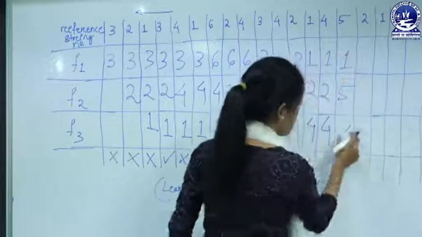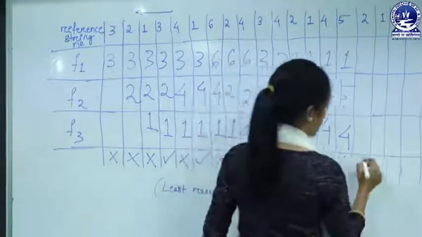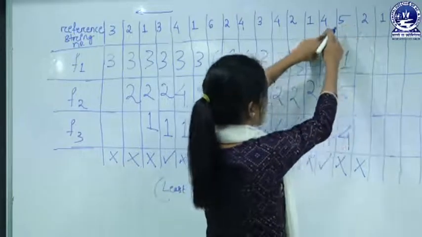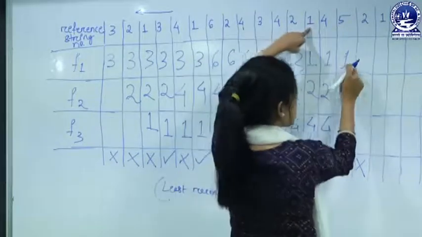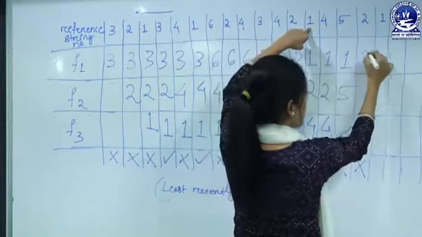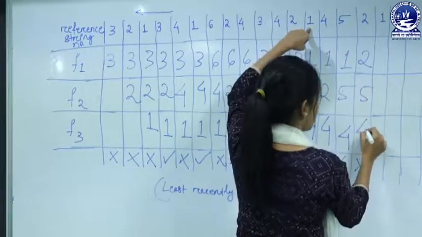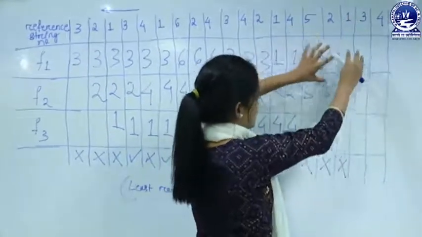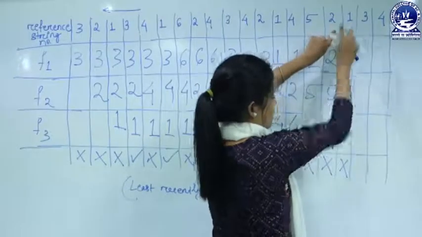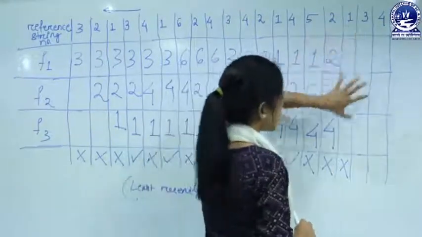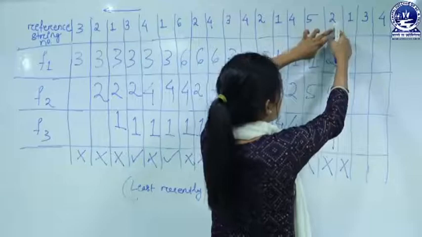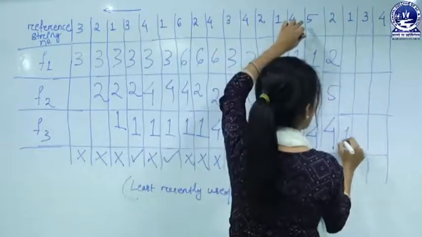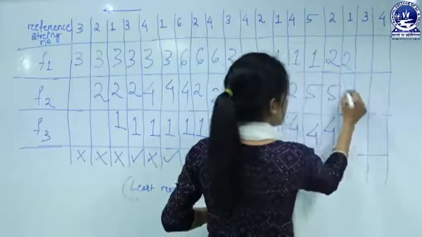Next 2 is not there in the main memory, so there is a miss. So 5, 4 and 1. So we replace with 2 at the place of 1: 2, 5, 4. See, among 2, 5, 4, which is recently used from 1? Okay, 1 is to be replaced. So 2, 5, 4 is least recently used. So at the place of 4 we put 1: 1, 2, 5.